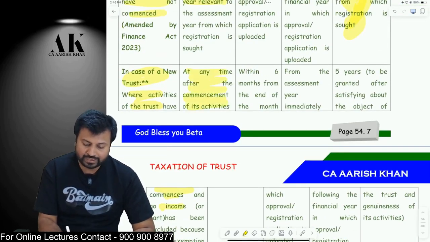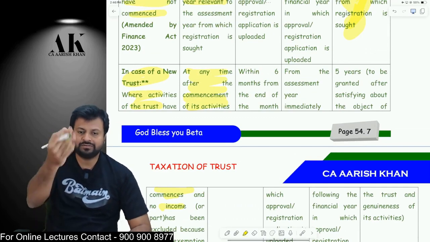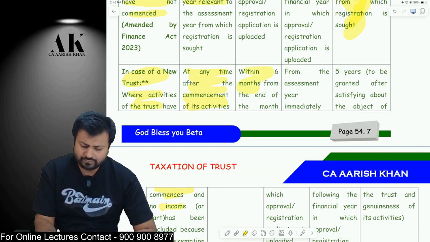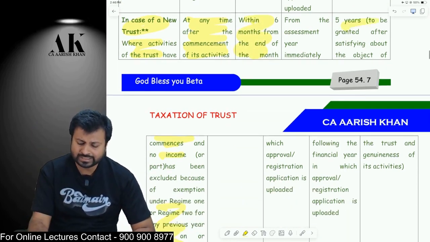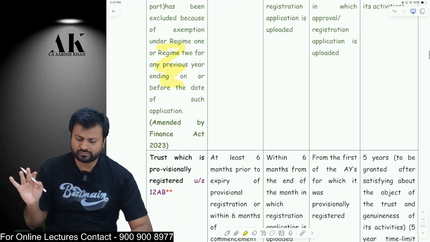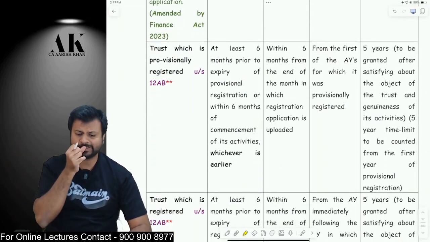then I can come anytime. At any time after the commencement of activity, there is no time limit. Whenever you come, you will get the registration. If you don't come, you will not get the registration. Within 6 months, we will give you the registration, and this registration will be for 5 years, and it will be final registration, no provisional registration for you. In your case, provisional registration will not be given.